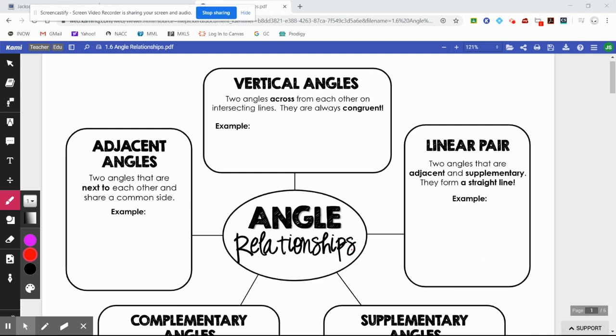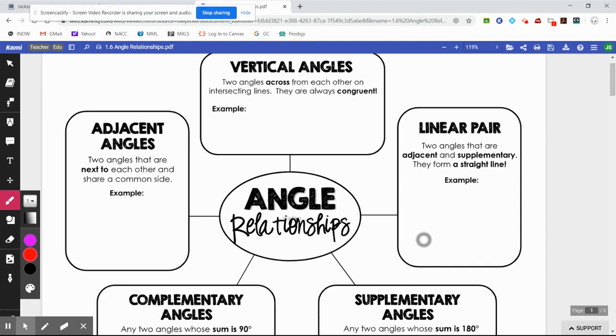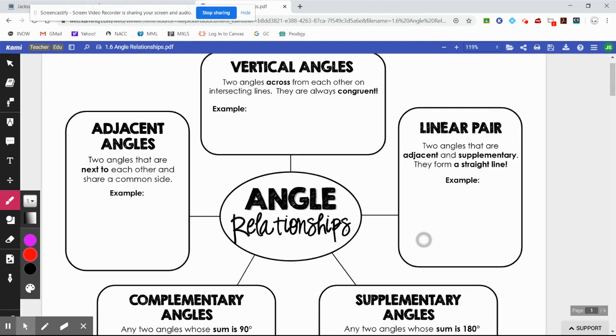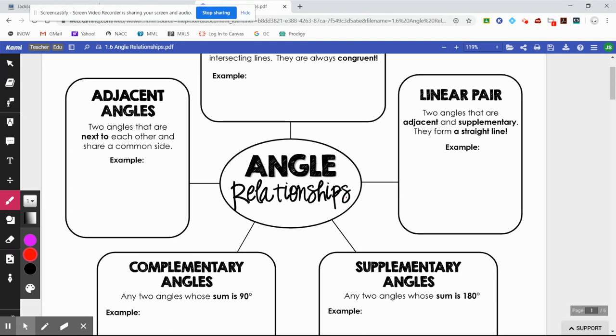Okay, on today's video, we're going to be talking about some different types of angle relationships, some different ways that angles can be related. We're going to start out by doing this graphic organizer for the different types of angle relationships. So the first type of angle relationship is called adjacent angles.